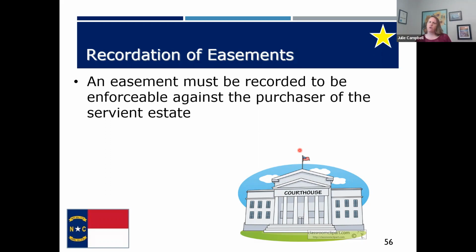We're going to talk all about recording and the importance of recording. That's our unit 5, our attorney's unit. We'll probably get into that on Thursday. Start on that at least.